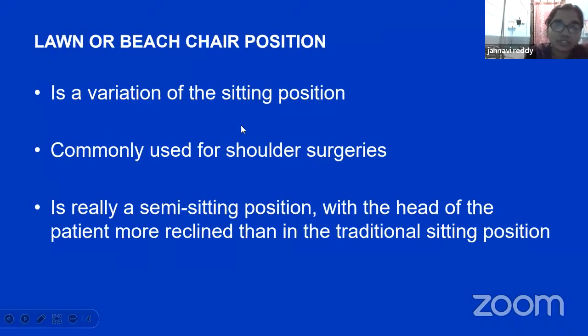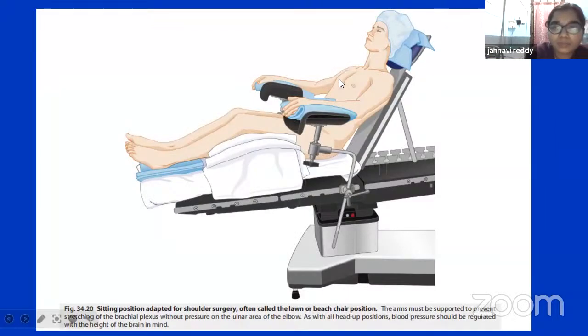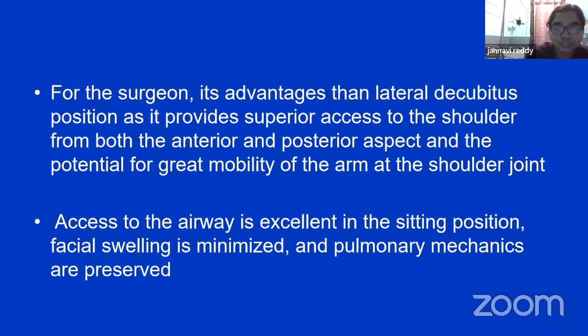Lawn or beach chair position is a variant of the sitting position commonly used for shoulder surgeries. It is really a semi-sitting position, with the head of the patient more reclined than in the traditional sitting position. Here is the traditional sitting position, and the head of this patient is somewhat reclined compared to it. This is called the lawn or beach chair position.